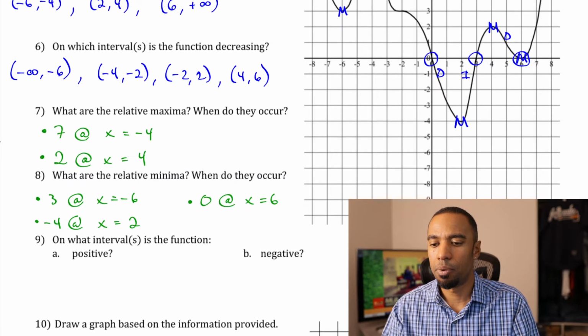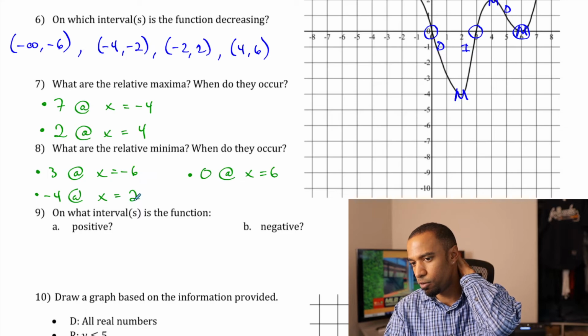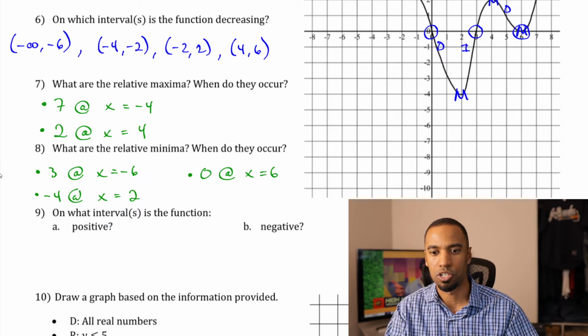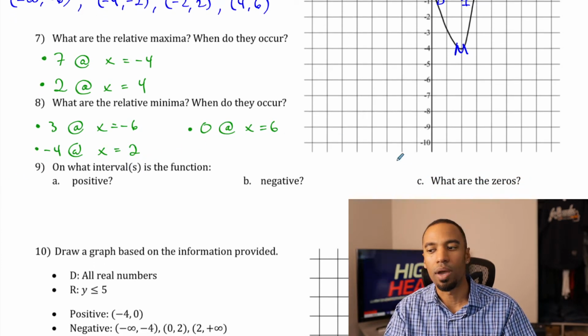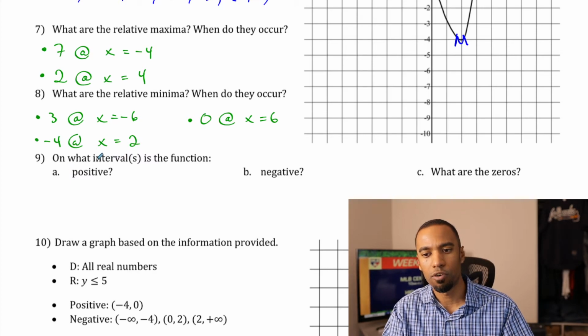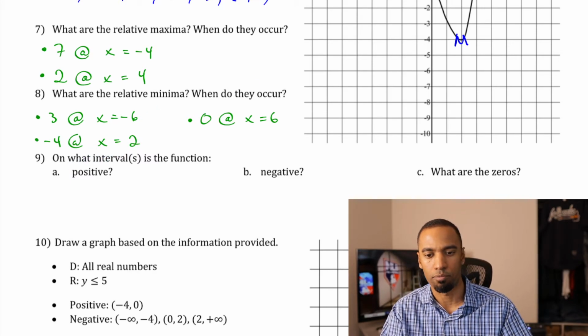All right, number 9, parts A, B, and C. On what interval or intervals is the function positive and negative? And then what are the zeros of the function? Because there are no intervals for 0 here. There's actual, just single values. So on what intervals, again, we're talking about x intervals are positive, negative, and 0.